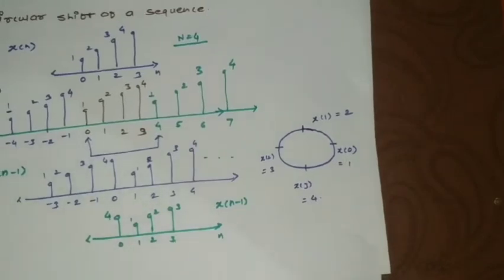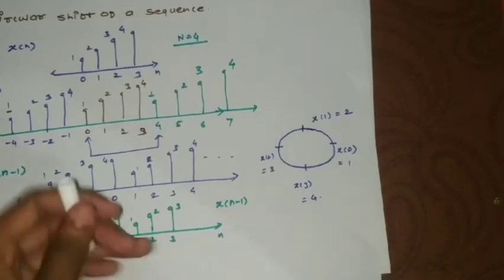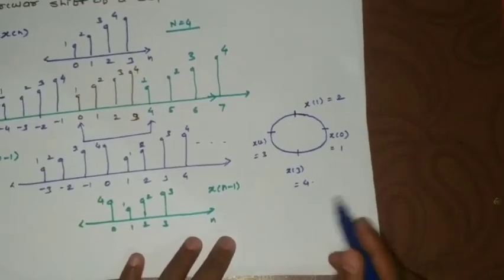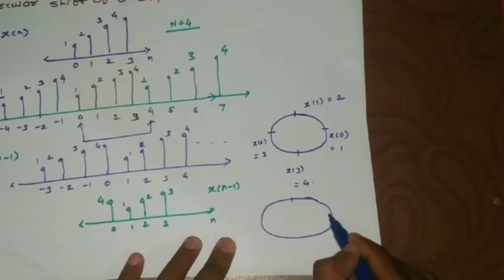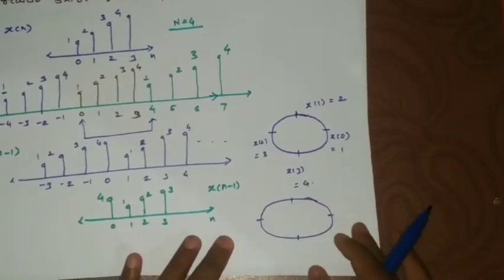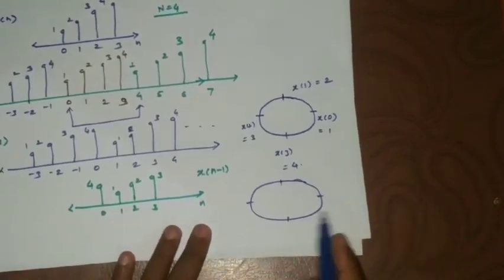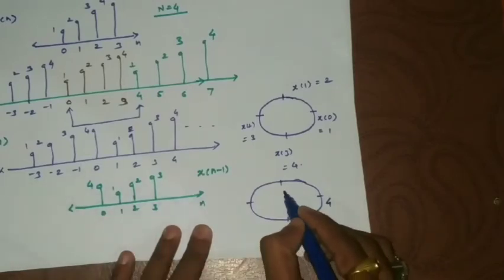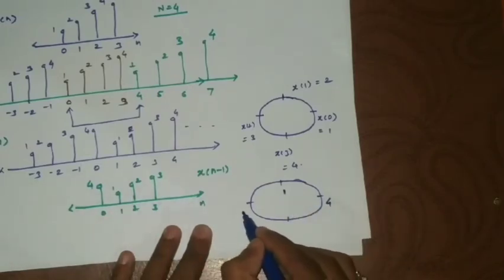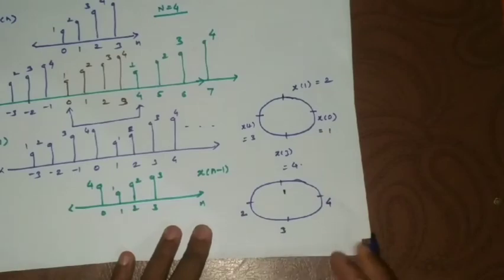Now when the sequence was shifted by 1 unit to the right, we got these particular values. Now let us plot these values. So I am simply drawing the second circle. My drawing is not perfect, so you can understand this one. Now here x0 value is 4, so we'll get 4 here. X1 value is 1, so we'll get 1, then it is 2, and this is 3.